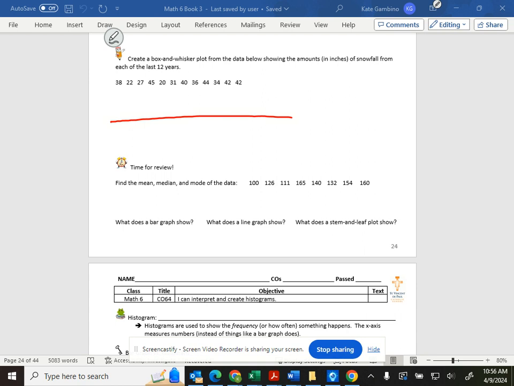Oh, what do you think the first thing I should do is? What do you put the numbers in order? Because I'm not going to start at 38 when I have 22 next. Oh goodness, I need to put them in order. So my smallest number I see is 20. Then I see a 22.